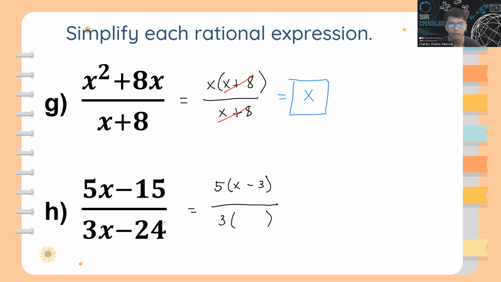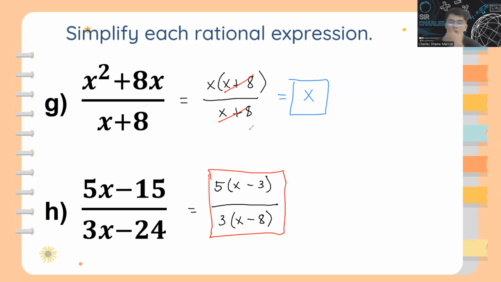Para makuha si 3x, i-multiply natin yung x kay 3. And for negative 24, we have negative 8. Okay? After i-factor yung negative 24, that is 3 times negative 8. And if you observe, wala na tayong nakikitang common factors sa kanila from numerator and the denominator. Okay? So, ibig sabihin, ito na yung final answers natin.